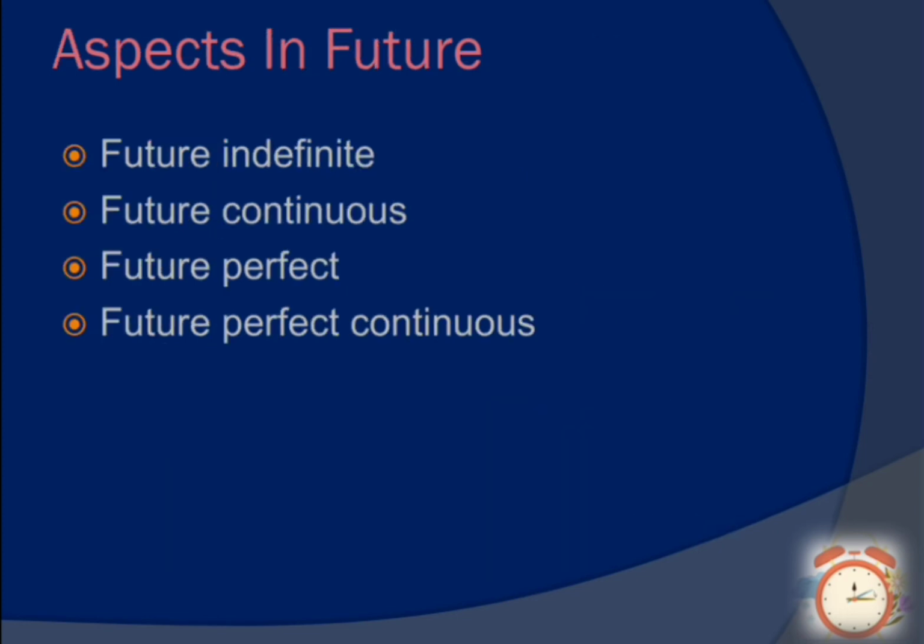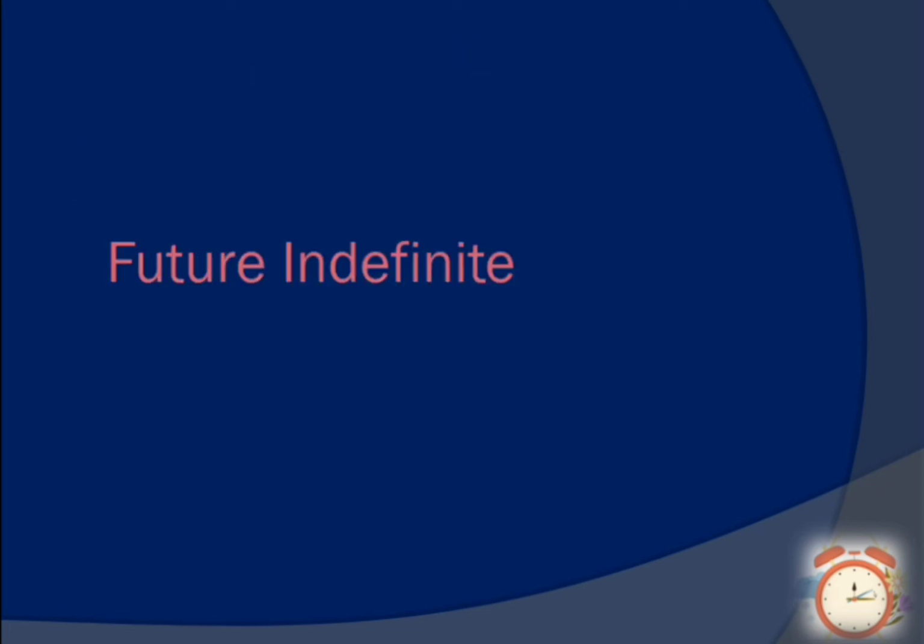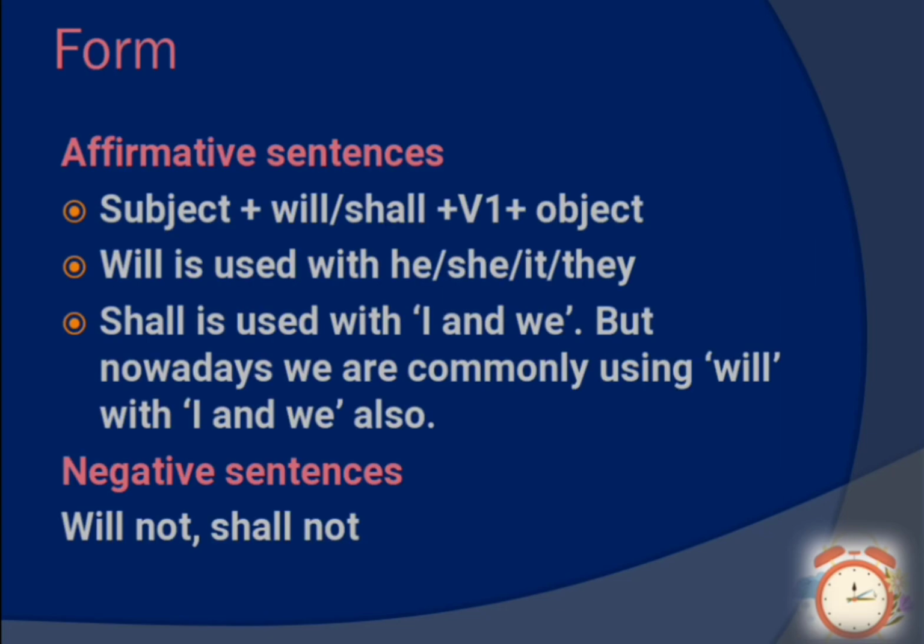Now aspects for future tense. The first aspect is future indefinite. For the formation of future indefinite for affirmative sentences, we have two auxiliaries, will and shall. With these auxiliaries, we will use first form of the verb and after that object.